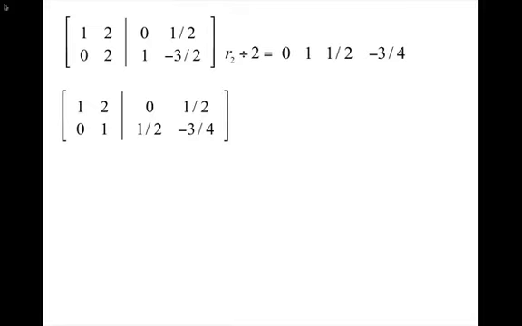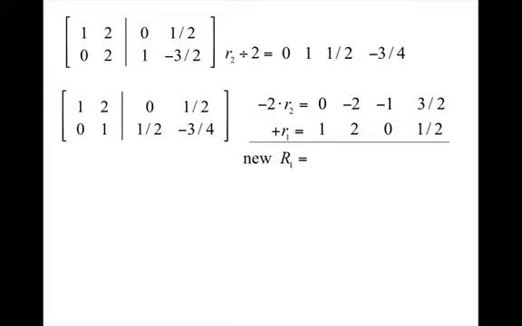Now for my final step, I want this 2 to become a 0. So change its sign to a -2, and this time I'm multiplying by row 2 because that contains the 1. So negative 2 times row 2 gives me 0, negative 2, negative 1, 3/2. Add the row you want changed, which is row 1. Row 1 was 1, 2, 0, 1/2. This is going to become my new row 1.